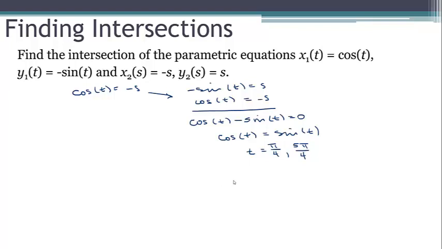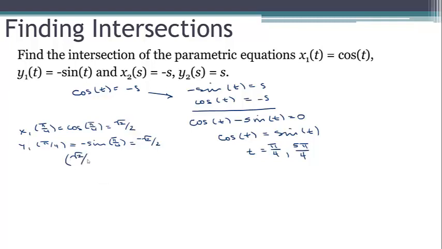If we substitute those t values into the first 2 equations, we are going to have to do it twice this time. x1 of pi over 4 is cosine of pi over 4, which is the square root of 2 over 2. And y1 is minus sine of pi over 4, which is minus square root of 2 over 2. So there's our first intersection point, the square root of 2 over 2, comma, negative square root of 2 over 2. And then I'll do this again to get our second point.